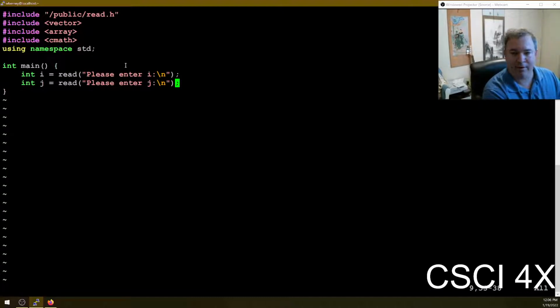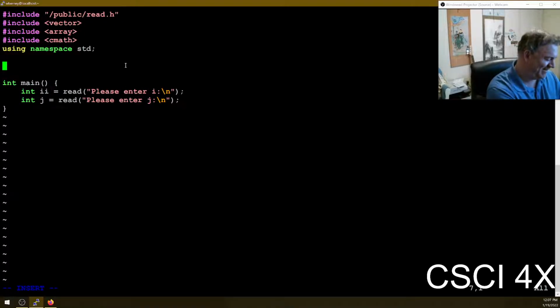We'll do a little bit of error checking, and actually I'm going to call this one ii just because when I make for loops I like using i. Coming up with a better variable name than that, I don't know. Can't help you. That's the hardest thing in computer science.